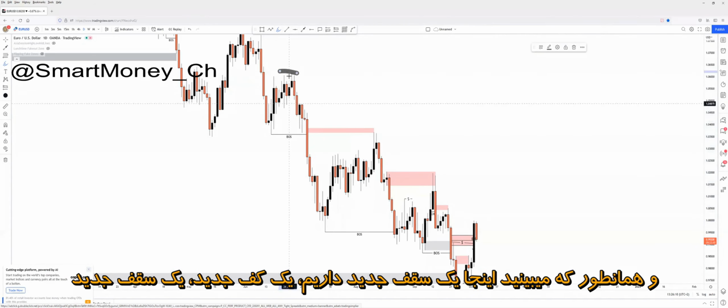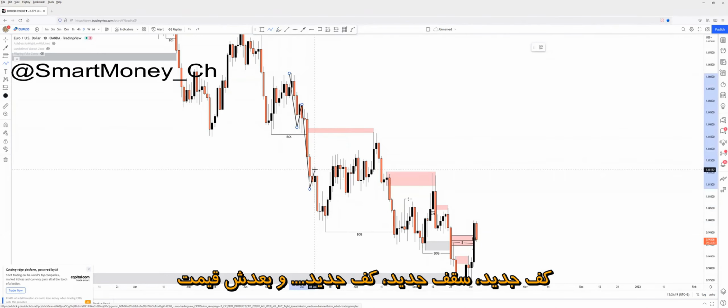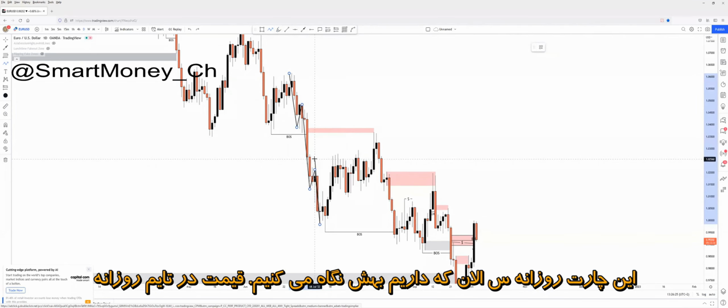And you can see, here's the high point, low point, new high point, new low point, new high point, new low point. And after this, price will change character on the daily. This is the daily chart still, which we are looking at. Price will change character on the daily.